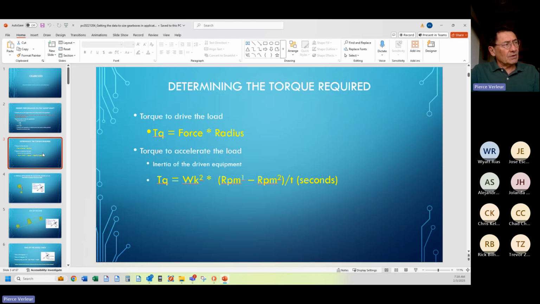We calculate the torque to drive a load based on the consistent force and the radius. And by the way, the radius will come clear to you as we start to go into gearboxes and ratios. The torque to accelerate the load is much more concerned with the inertia of the load.